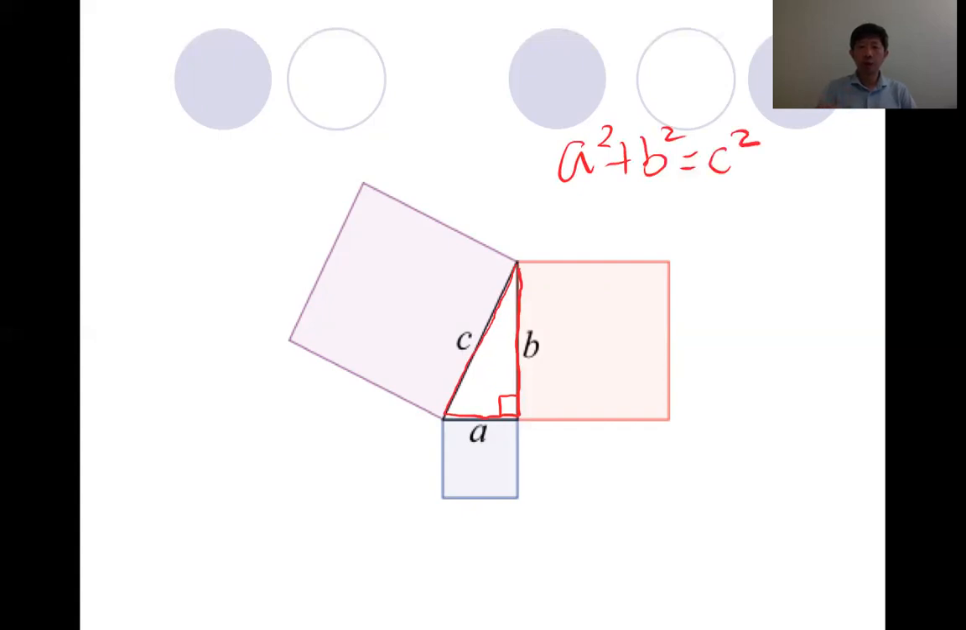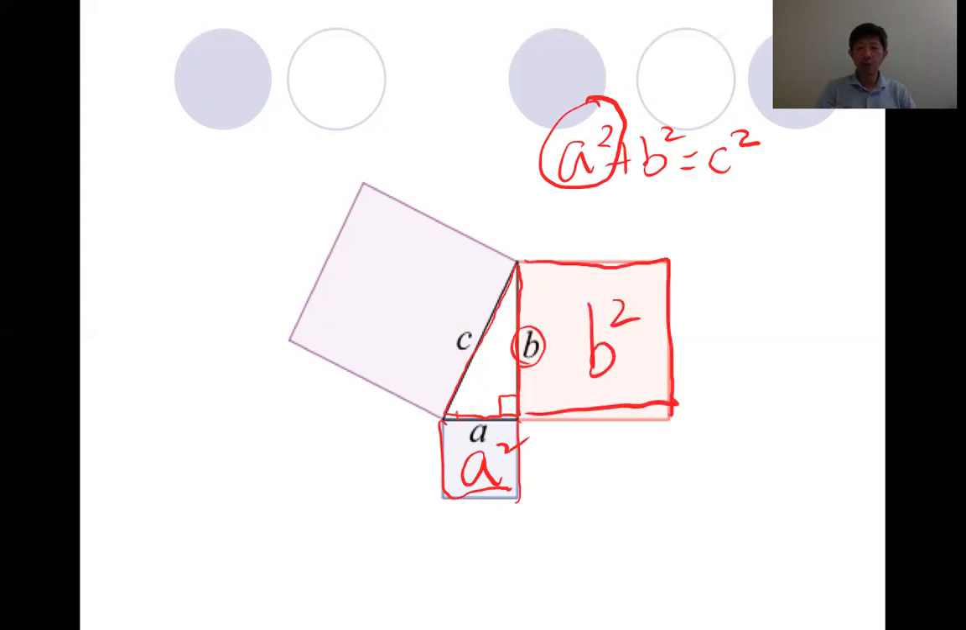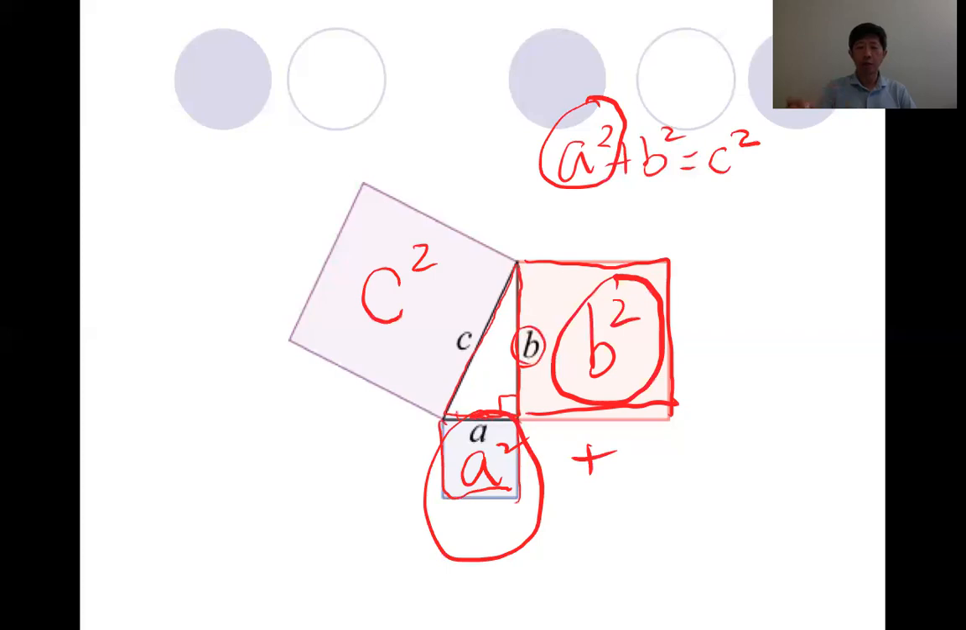Now A squared, you want to take a look. This is leg A. If you make a square like this, that is A squared. This is leg B. If you make a square like this, that is B squared. And what does this mean? This means you take this area plus this area, added together, will equal C squared.